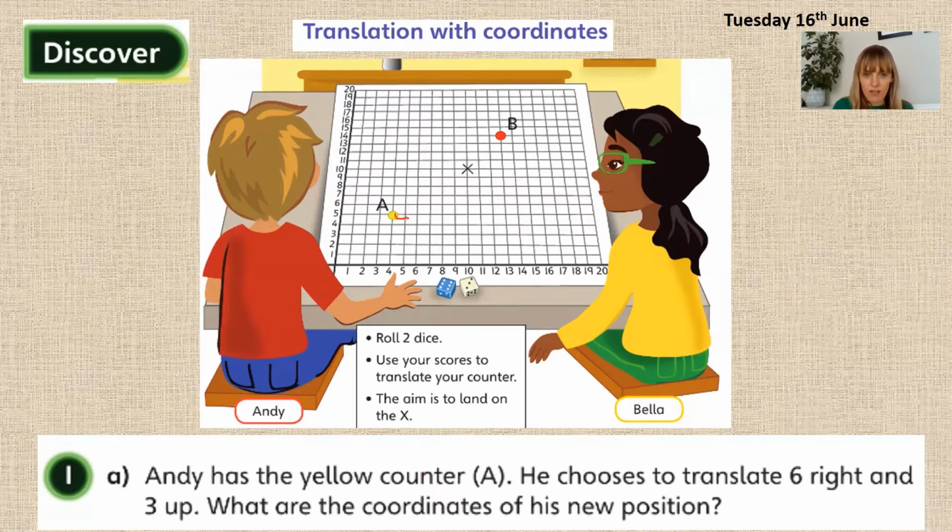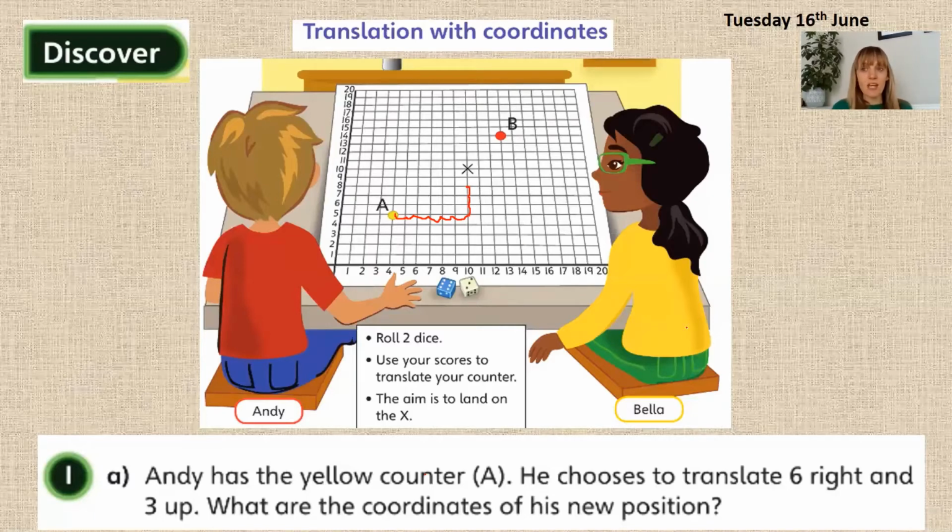He goes 1, 2, 3, 4, 5, 6. Okay, and then he's gone 3 up. So 1, 2, 3. Oh, he's really close, but he's only here. Now, what are his coordinates?